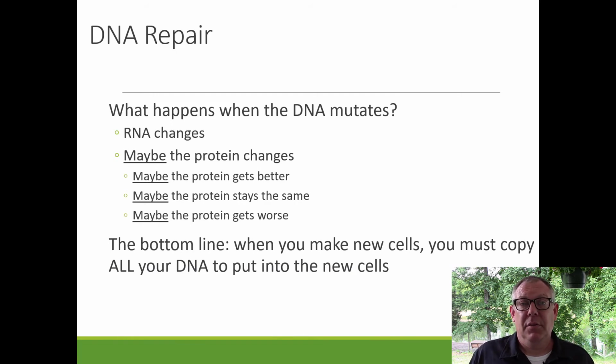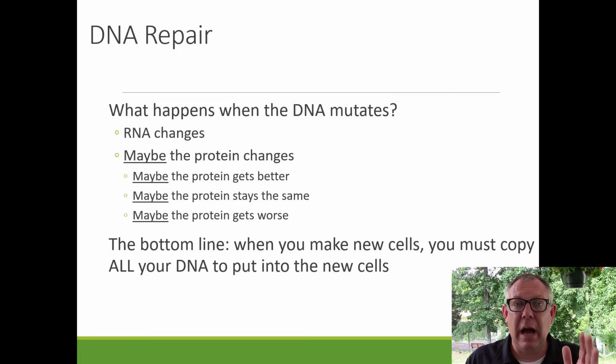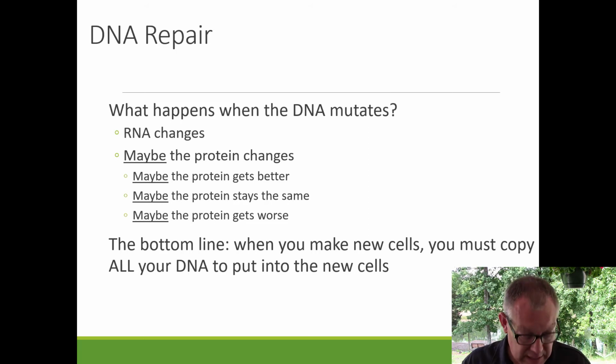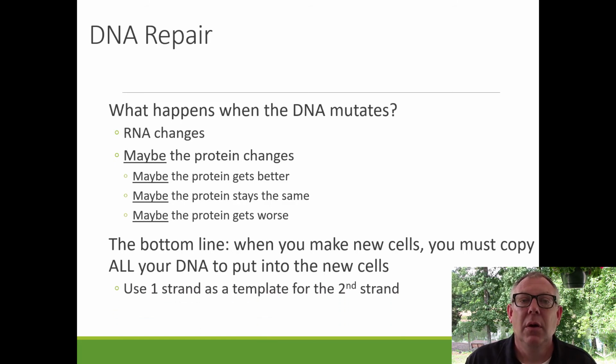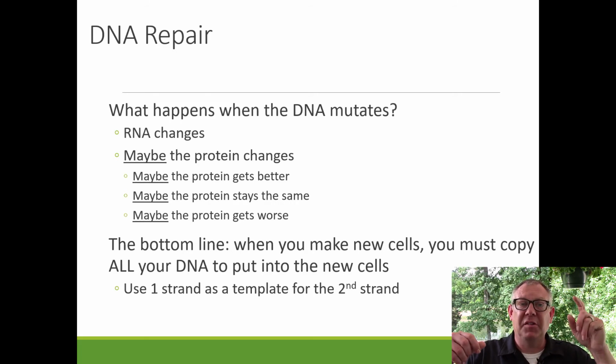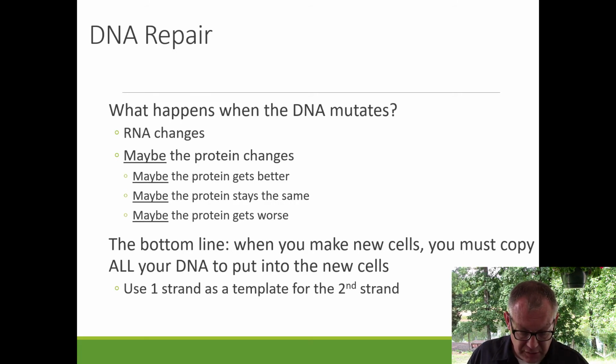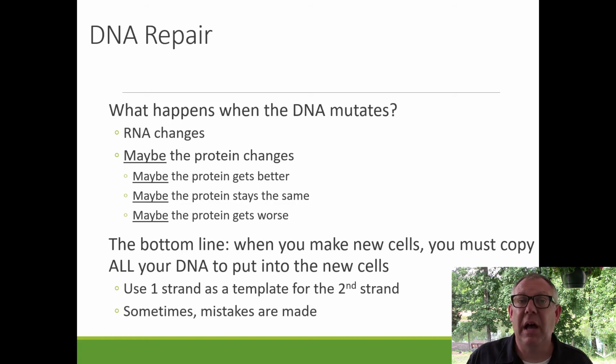Anyway, the bottom line is, when you make new cells, every one of the new cells has to have a full complement of the DNA, and so we've got to make a complete copy of all the DNA, and that was why we talked about DNA replication. To do that, we split apart an existing chromosome, and each individual strand acts as a template for the new second strand. But sometimes mistakes are made, and those mistakes are mutations, which may or may not affect the organism.